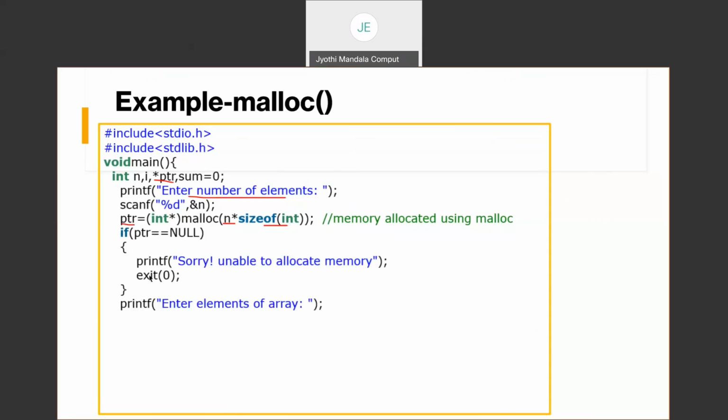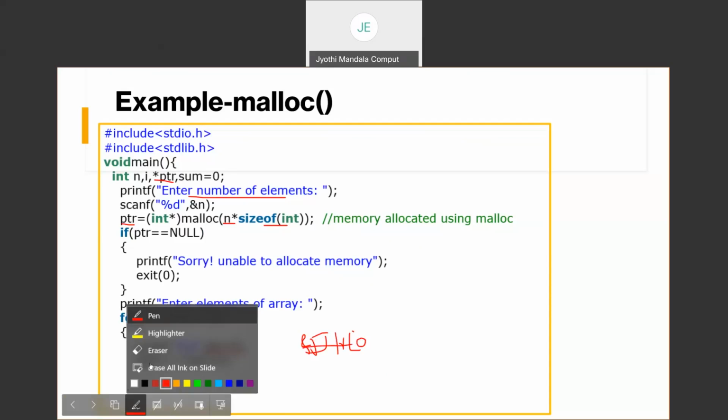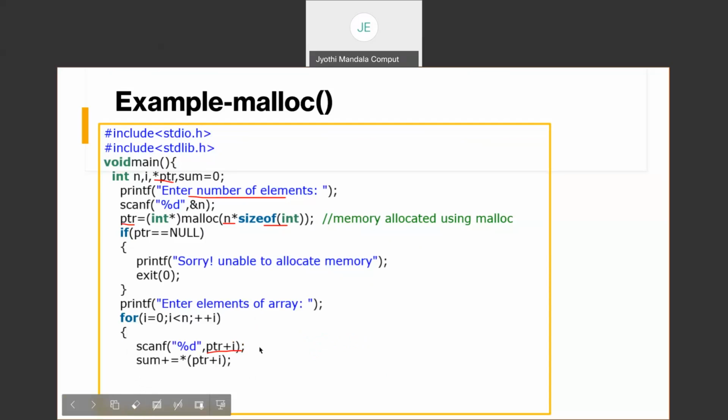Else, what do you mean by this? If it is not entering here, ptr is not NULL, memory has been allocated, and we are asking the user to enter the array elements. So how are we accepting the array elements? This I already told you. We can read like this, or else you can write &ptr[i]. You can also write like this, or else you can write like this. Both are the same, and we are performing the sum of all the elements in the array, and the sum is displayed.